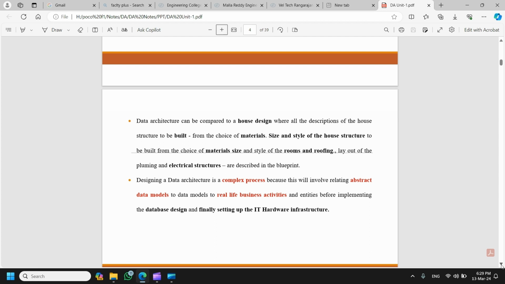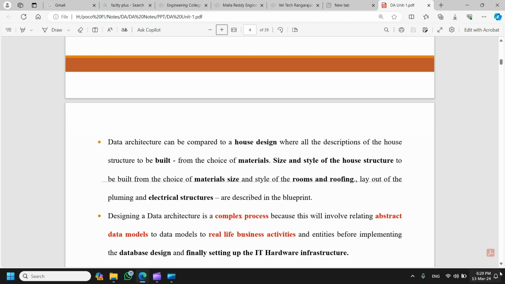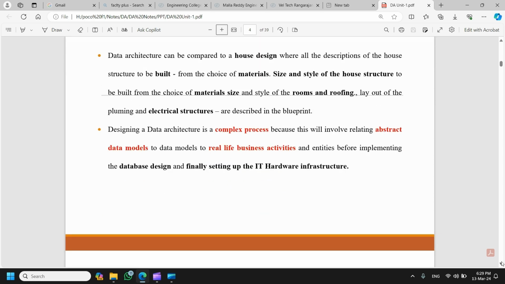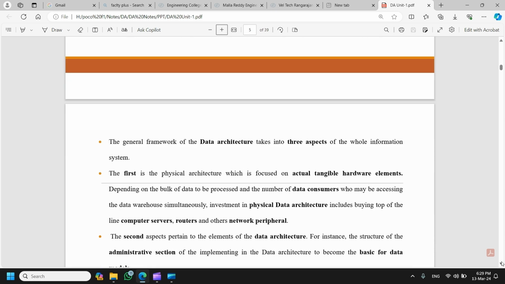Designing the data architecture is a complex process because it involves an abstract data model for the life cycle, real-time business activity and entities, before implementing the database design and finally setting up the IT hardware infrastructure. To develop the data architecture for data analytics, we require infrastructure. Without infrastructure, it is not possible to build anything. That is only the first point.